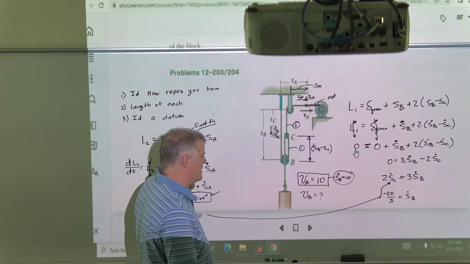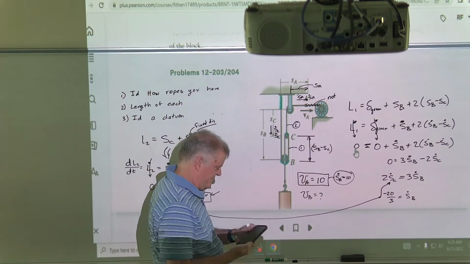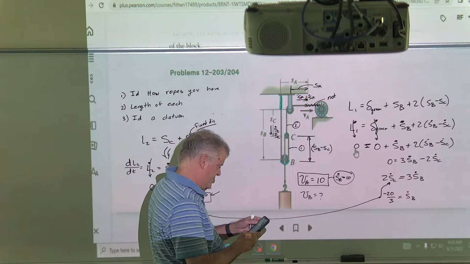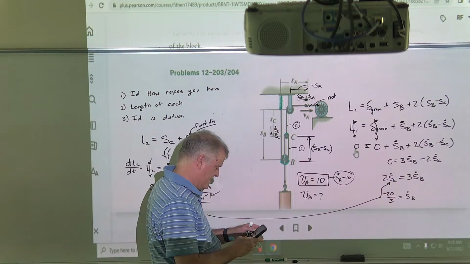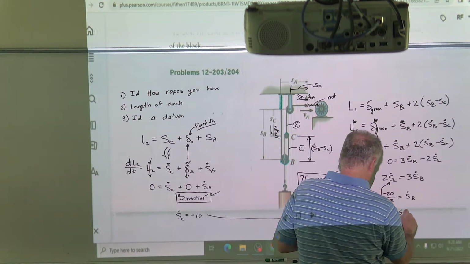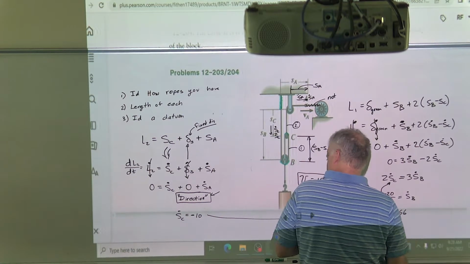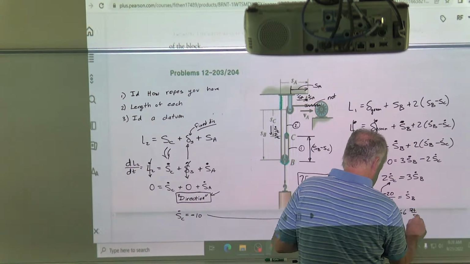I don't know what 20/3 is. Let me just check real quick. I mean, it's not that big of a deal. About 6.66. I didn't put a unit on it, but let's just say it's feet per second.